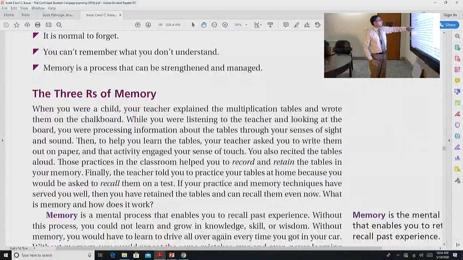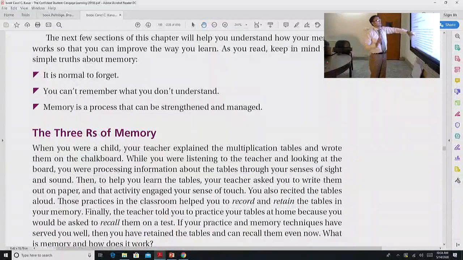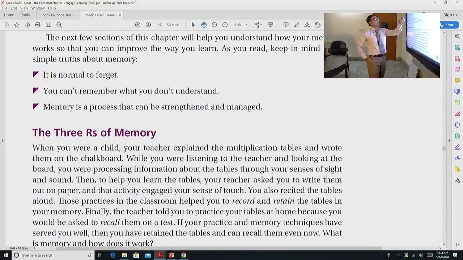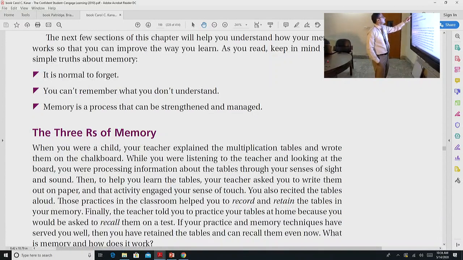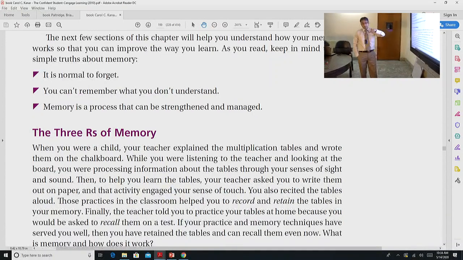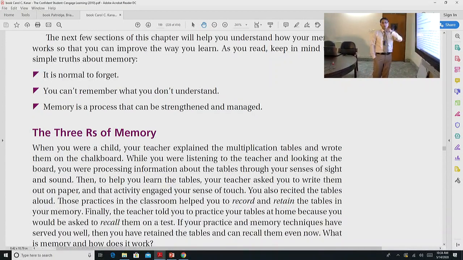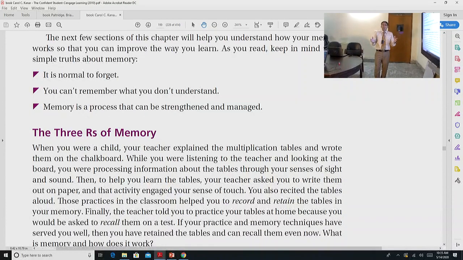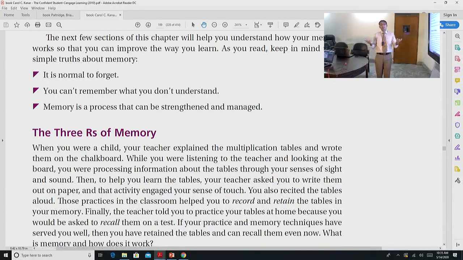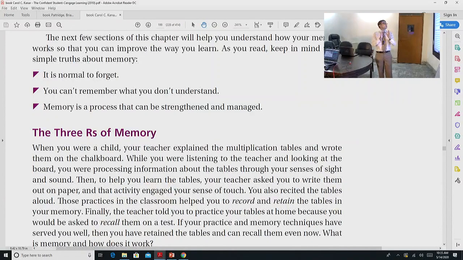The 3 R's of memory. And one thing that is very important, while you are reading, keep in mind 3 simple truths about memory. Number 1, it is normal to forget, okay? So it is not that if you are forgetting, you should start blaming yourself, that I cannot remember anything. Everybody forgets, even I forget. So it is normal to forget.